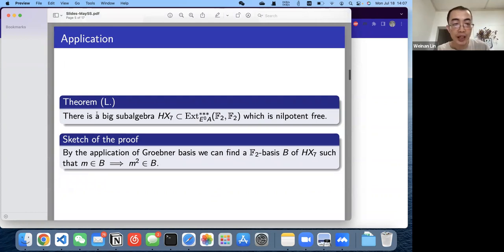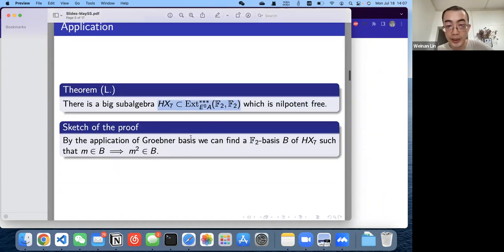I proved something like this in my thesis, that there is a big subalgebra of the E2 page of the main spectral sequence. So this is the Ext group for the associated graded algebra of the Steenrod algebra. And I proved that there's a subalgebra which is nilpotent free. Usually things like this are hard to prove because it's a complicated algebra with many generators and relations. And I can prove that it's nilpotent free. And how? By use of the Gröbner basis.